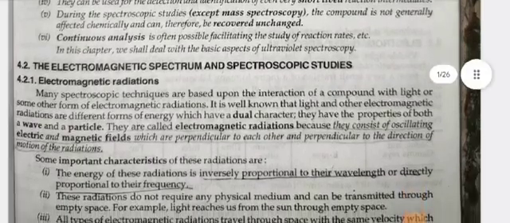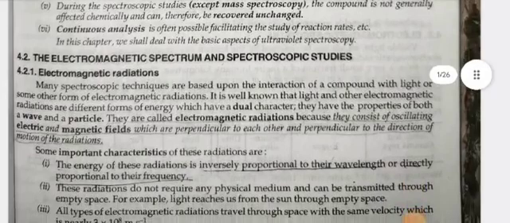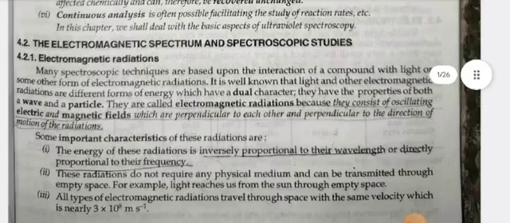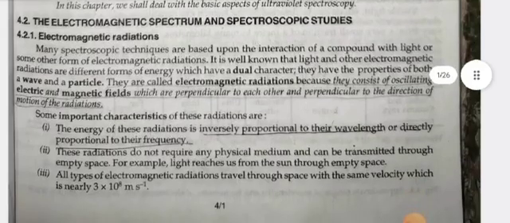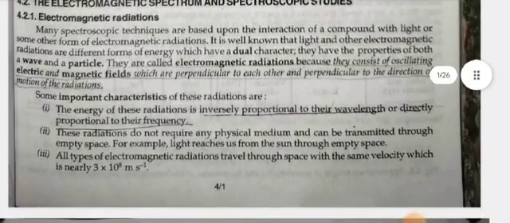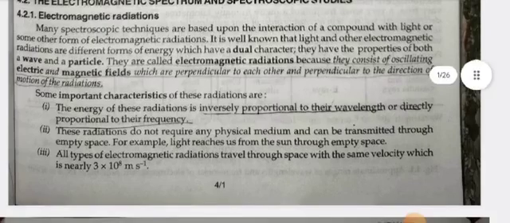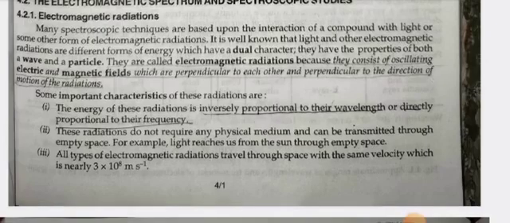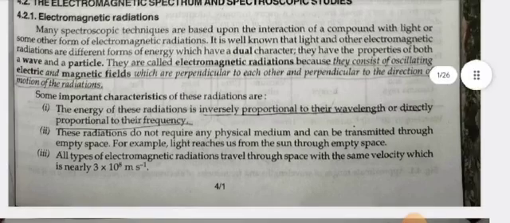In this chapter, we shall deal with the basic aspects of ultraviolet spectroscopy, the electromagnetic spectrum, and spectroscopic studies. Electromagnetic radiation. Many spectroscopic techniques are based upon the interaction of a compound with light or some other form of energy. It is well known that light and other electromagnetic radiation are different forms of energy with a dual character. They have the properties of both a wave and a particle.